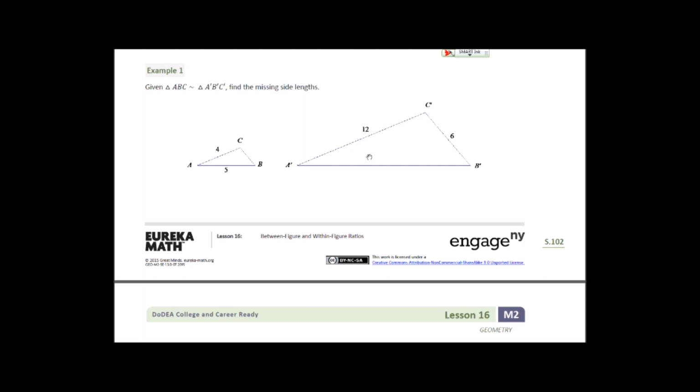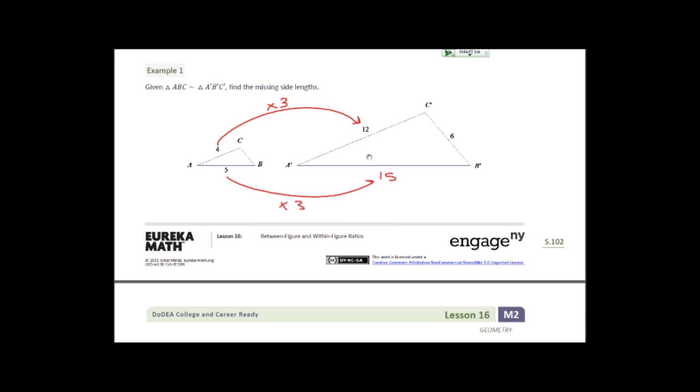Now we can look at either between figure ratios or within figure ratios, and many students, and probably you as well, your brain will naturally find the ones that are the easiest. So for example, with a between figure ratio, you might say, oh, hey, look, 4 and 12, they correspond with each other, and 4 times 3 is 12, using a scale factor. So that must mean if I take 5 times 3, I get 15. That's using a between figures ratio to find the length of A prime B prime.